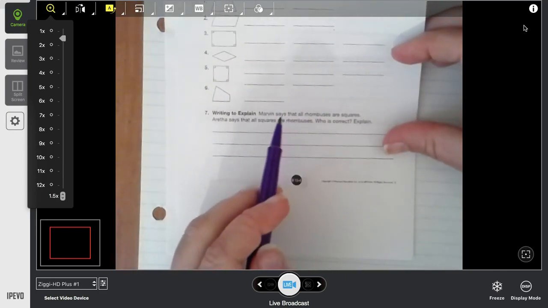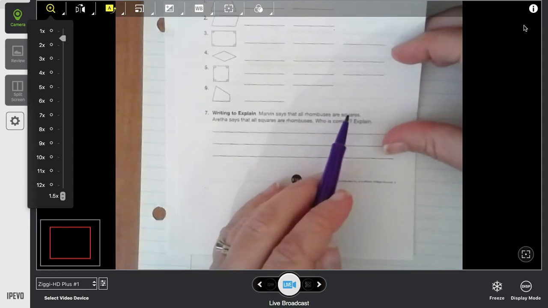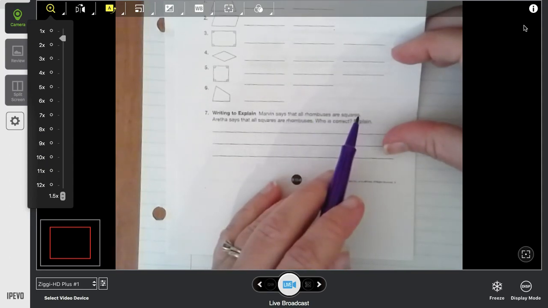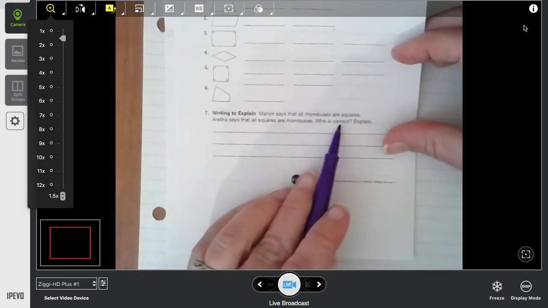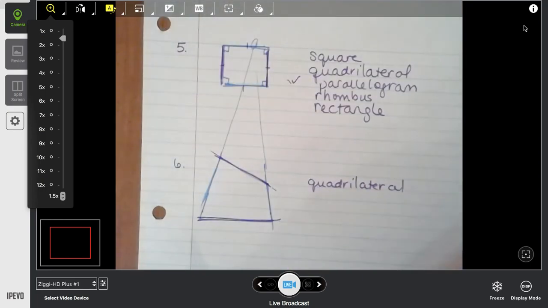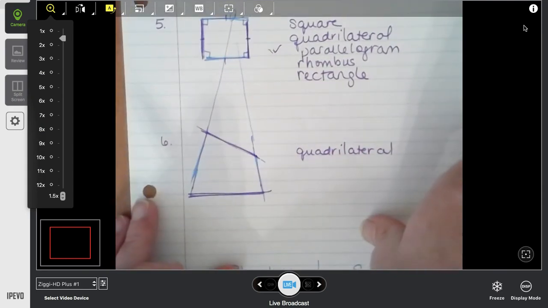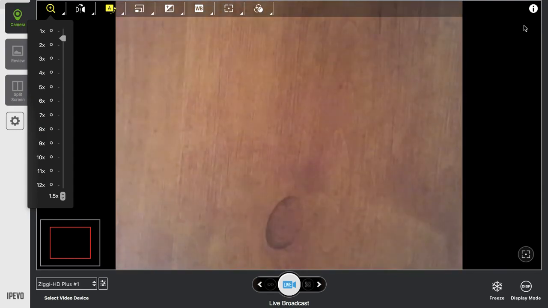Okay, so let's see. Marvin says that all rhombuses are squares. Aretha says all squares are rhombuses. Who's right? And explain. All right, so let's talk about rhombus and square first. That will help us to identify who's right.